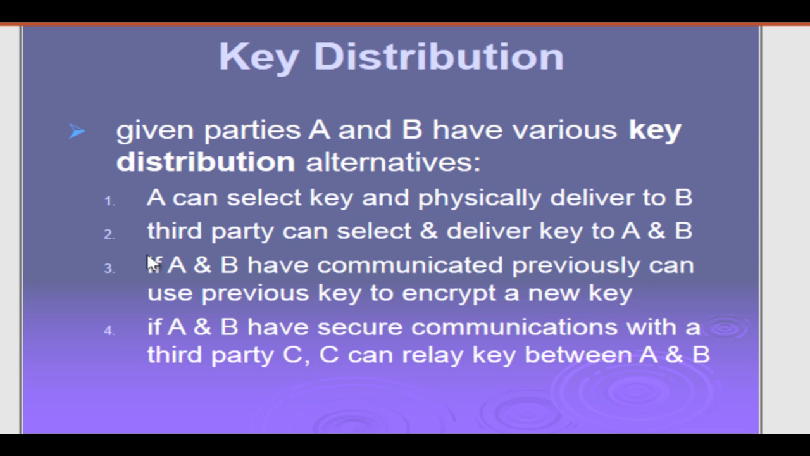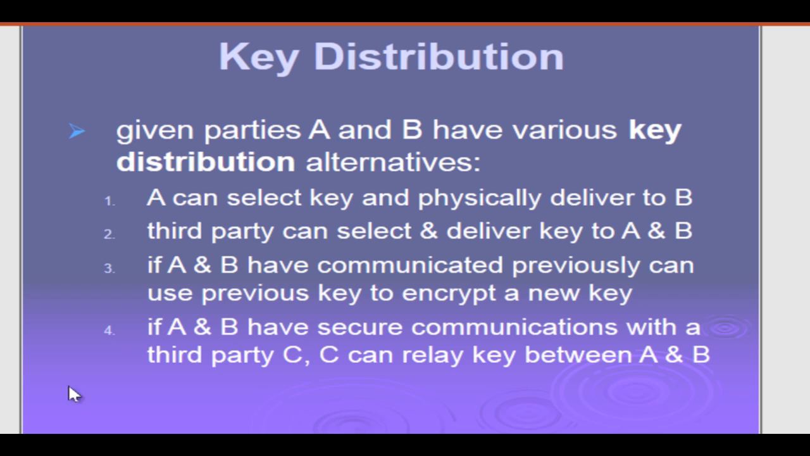Another technique is that a third party can select and deliver the key to A and B. They choose a trusted third party, and the third party distributes the key to both A and B. That is one way. If A and B have communicated previously, if both participants have communicated earlier regarding the distribution of the key, they can use the previous key for encrypting the present key, so that they can distribute it.